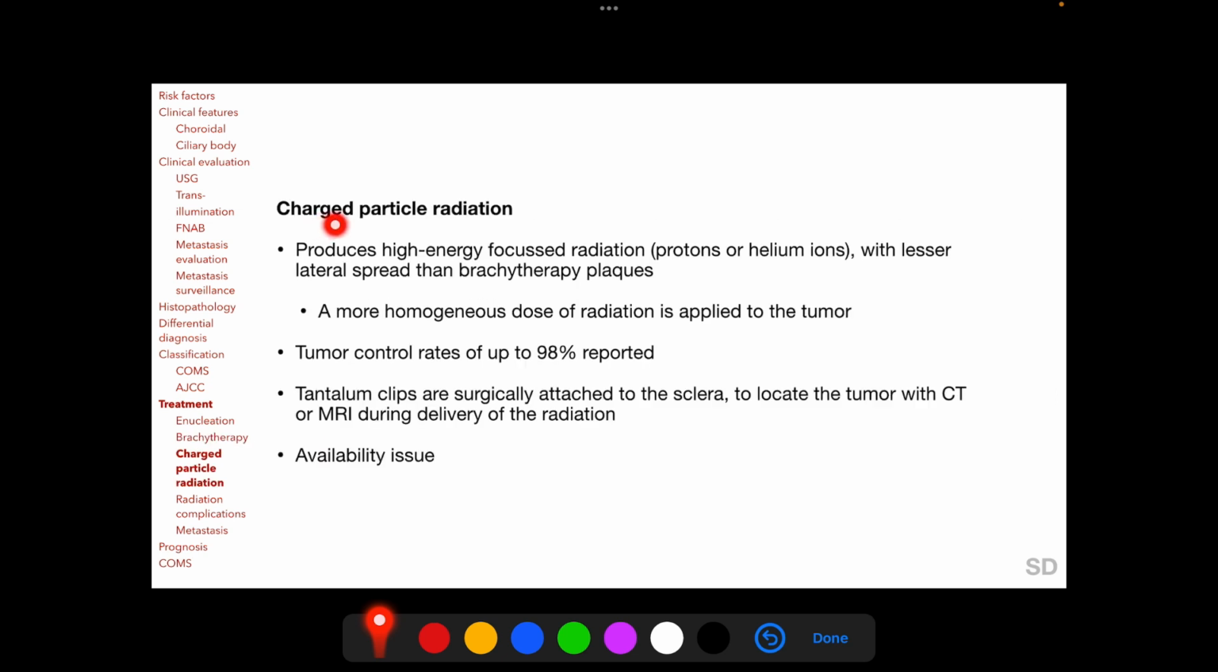Charged particle radiation emitting protons or helium ions produce high energy focused radiation with lesser lateral spread than brachytherapy plaque. They also deliver a more homogeneous dose of radiation to the tumor. Tumor control rates of up to 98% have been reported with charged particle radiation. In this technique, tantalum clips are attached to the sclera surgically, with the help of which the tumor is located with CT or MRI scan during delivery of the radiation. But this form of radiotherapy is not available universally.